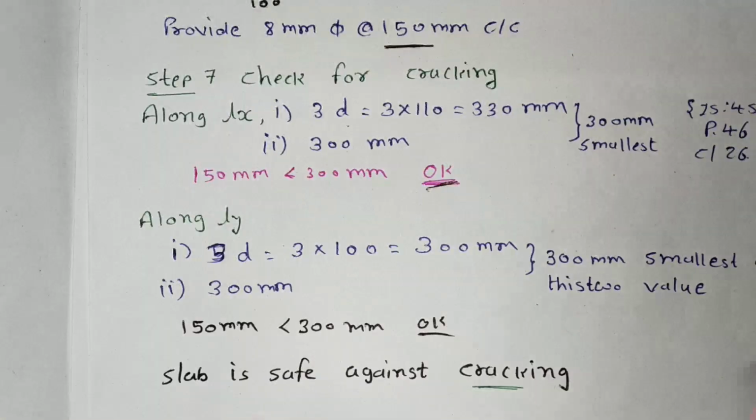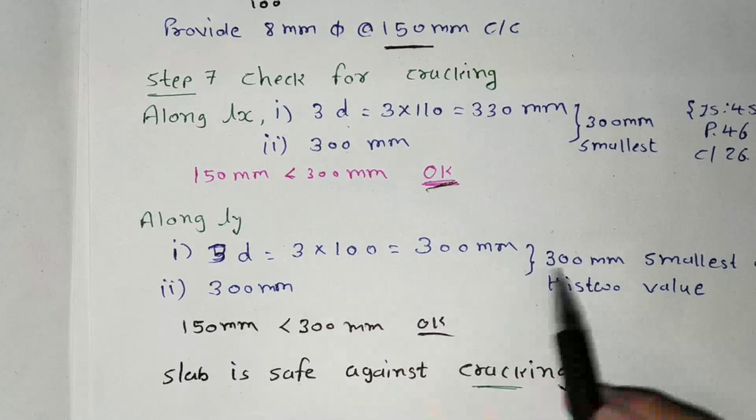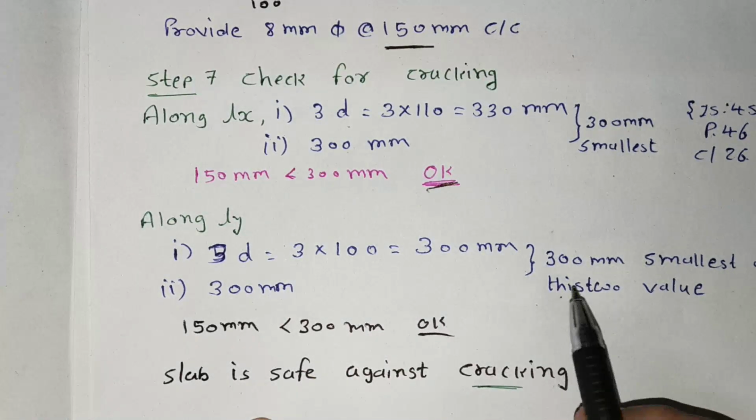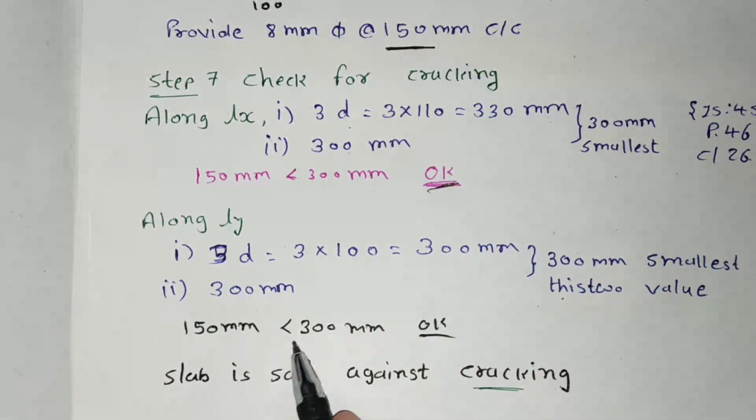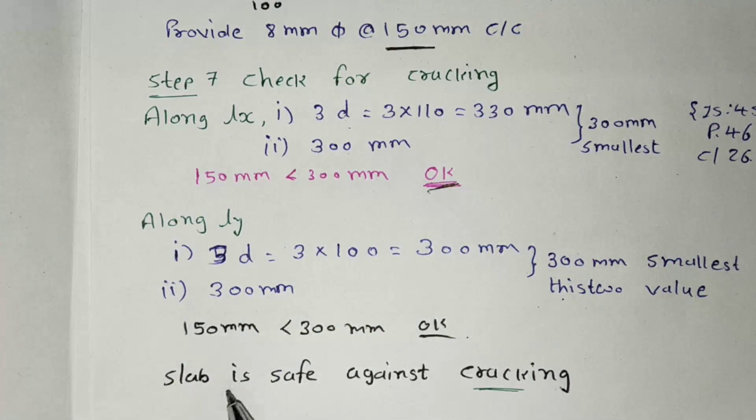For the along Ly direction, in the same way we use 3d and 300 mm. We got 300 mm, and the spacing for the Ly direction is 150 mm. So 150 mm is less than 300 mm. So the slab is safe against cracking.